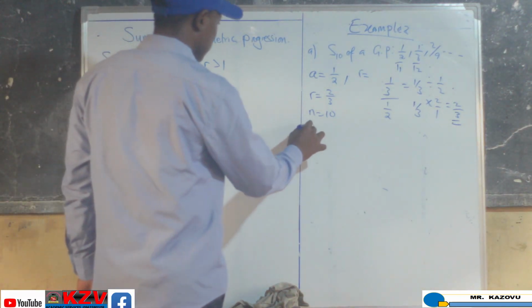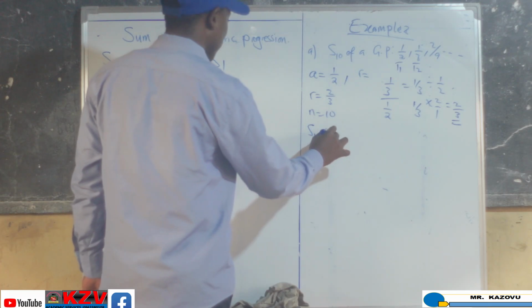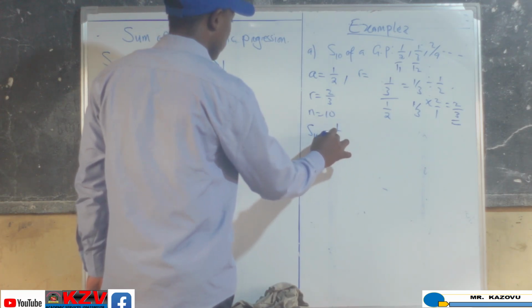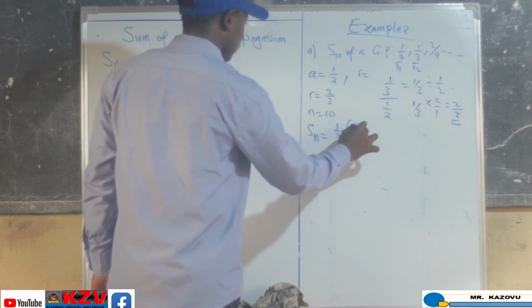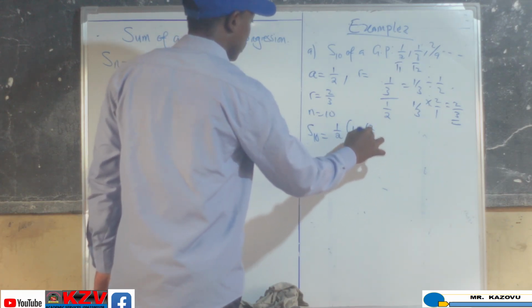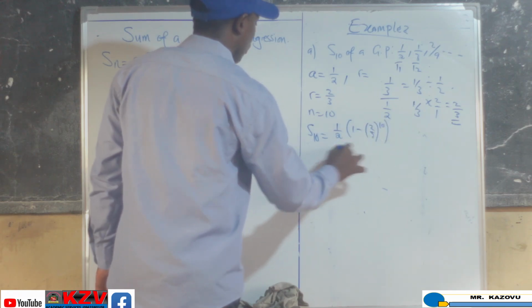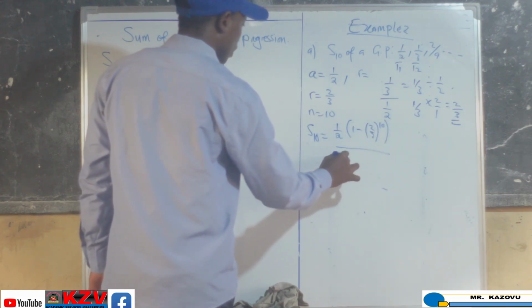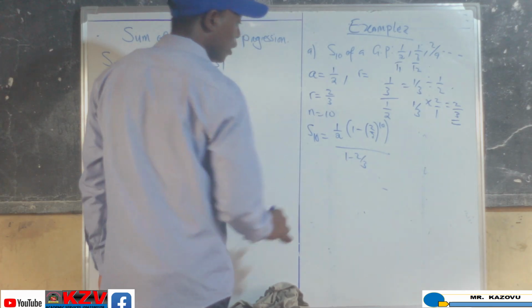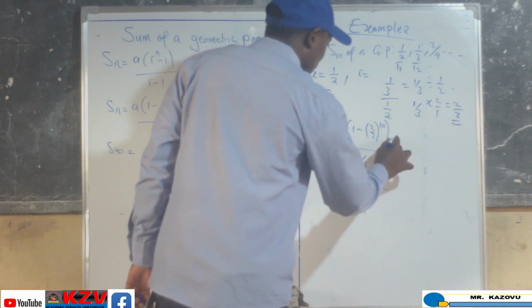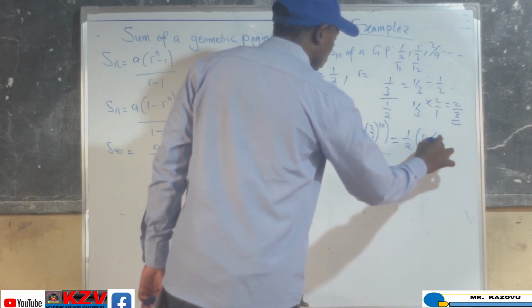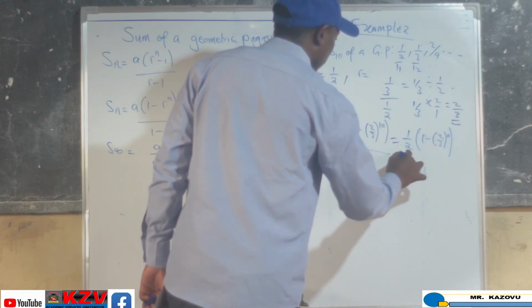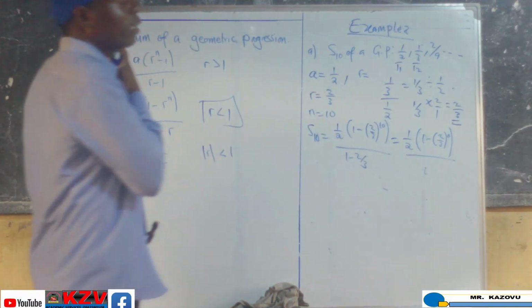So we say S10 is equal to A. What is our A? 1 over 2. And then we have 1 minus our r, which is 2 over 3 to the power 10, over 1 minus 2 over 3, isn't it? Are we on the same page? Now 1 over 2, and then this one is 1 minus 2 over 3 to the power 10 over, what do you get there?